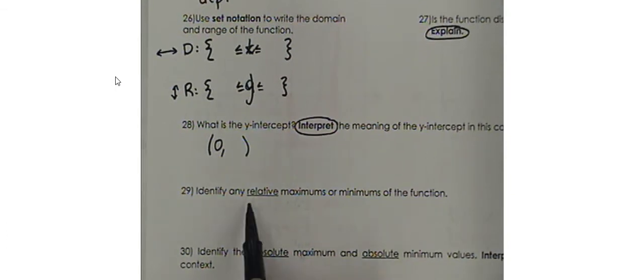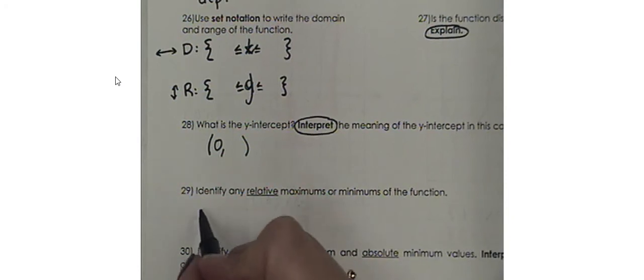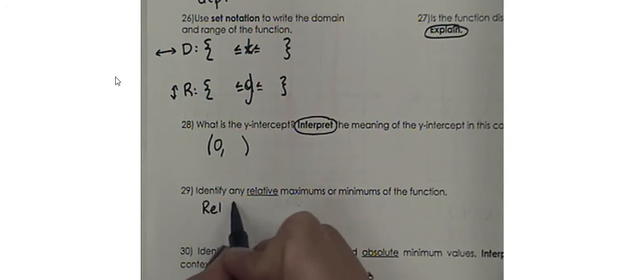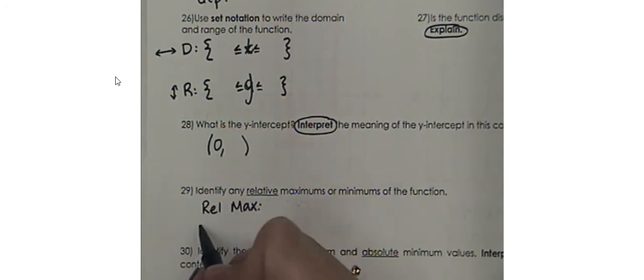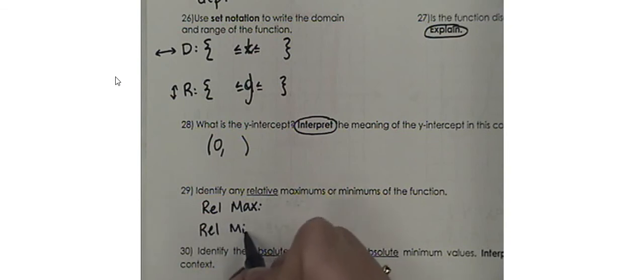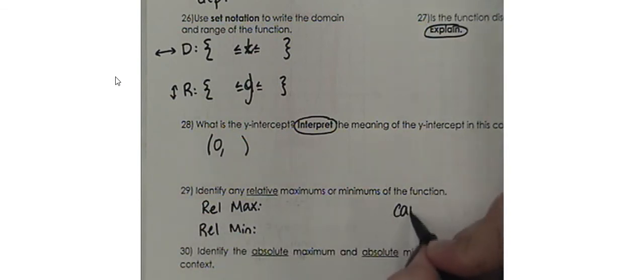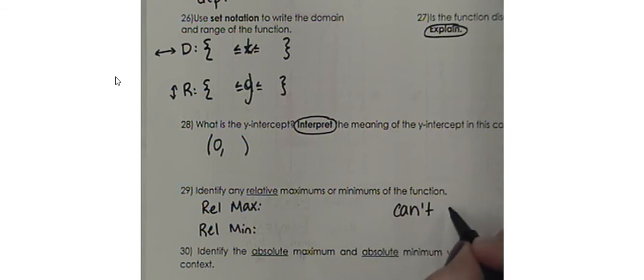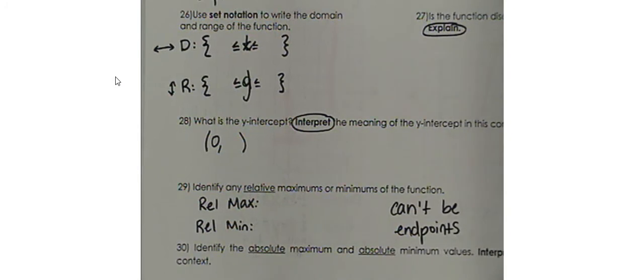Identify any relative maximums or relative minimums. So tell me what the relative maximum is. Tell me what the relative minimum is. Remember, these can't be endpoints. So they have to occur as peaks and valleys or hills and valleys throughout the middle of your graph. And it's okay to not have one of them or to not have both of them.